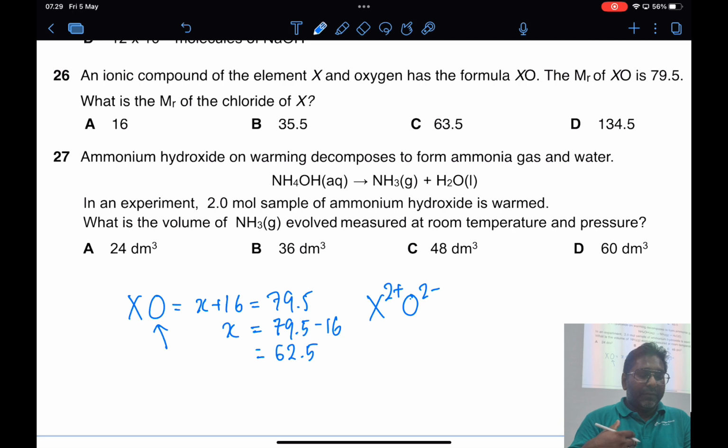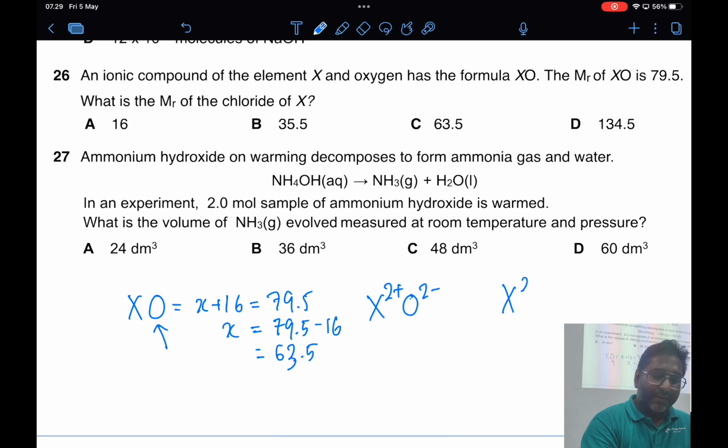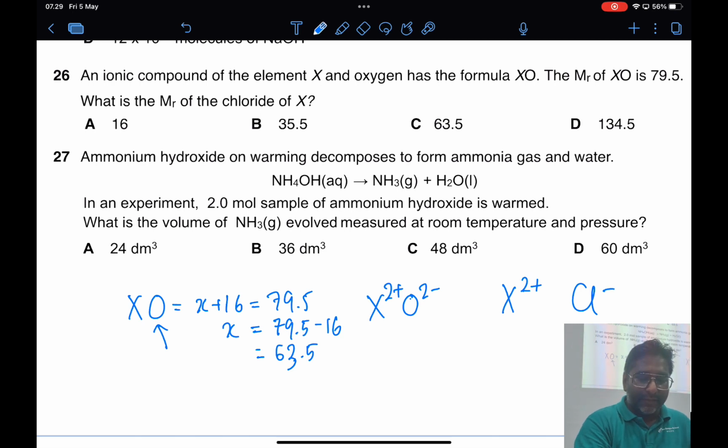62.5. Now, they are asking what is the Mr of the chloride. Chlorine is a non-metal, M2+ is a metal, therefore it is going to be an ionic compound. So we know M is the M2+ group 2 ion, and then chloride, so it's metal and non-metal, so it's an ionic compound. So it's going to be X2+ and then Cl, chloride, so Cl minus.